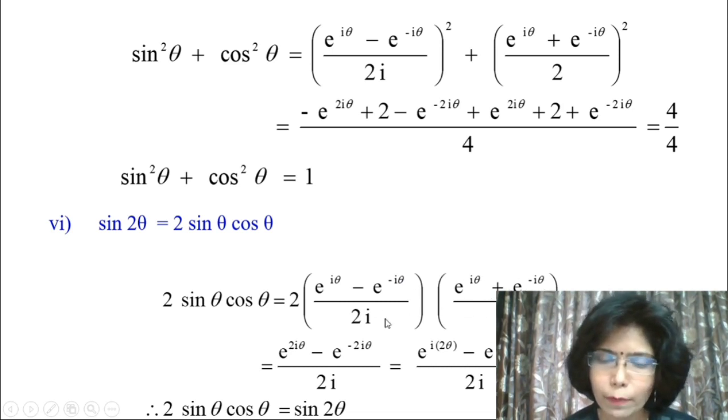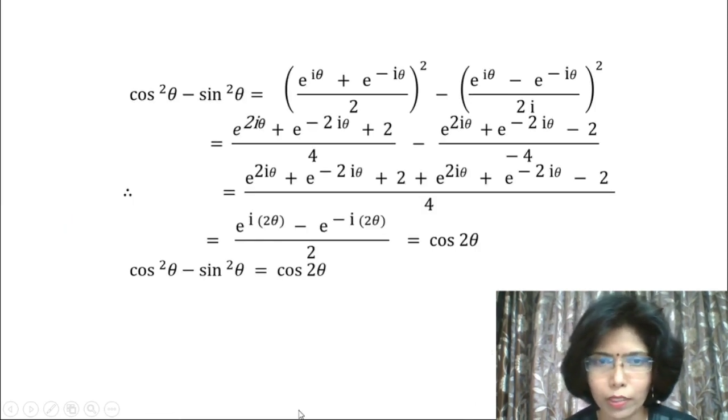Now if we multiply these two brackets, we can write (e raised to 2I theta minus e raised to minus 2I theta) upon 2I as it is, which is equal to (e raised to I times 2 theta minus e raised to minus I times 2 theta) upon 2I. So 2 sin theta cos theta will be sin of 2 theta.